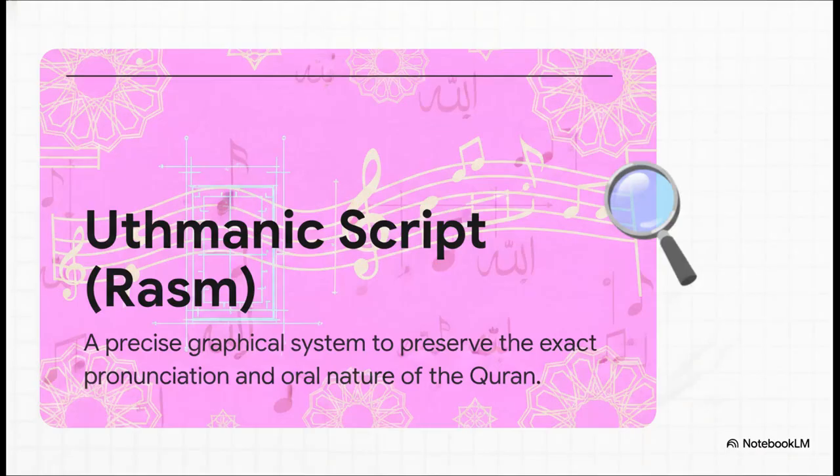So what is the Uthmanic script, really? It's not just some old-fashioned handwriting, it's a piece of precision technology. Its whole purpose is to be a blueprint that preserves every layer of pronunciation, every valid way of pausing, and the pure oral nature of the text. It's less like a book and more like a musical score for the human voice.